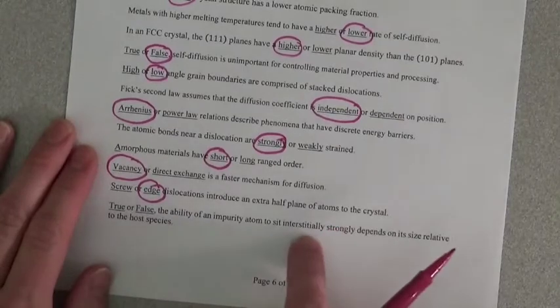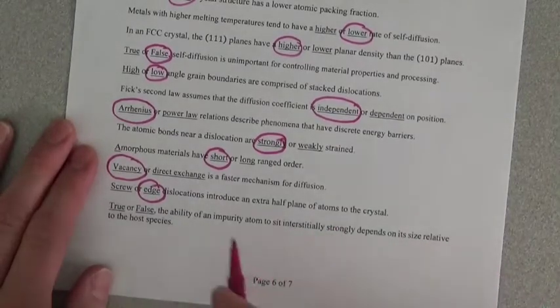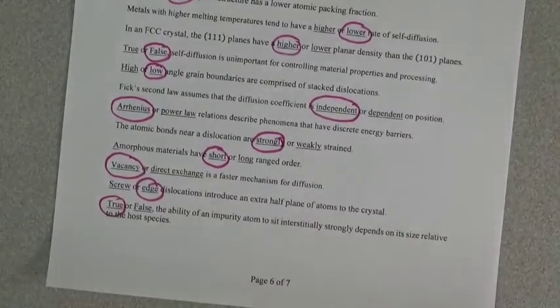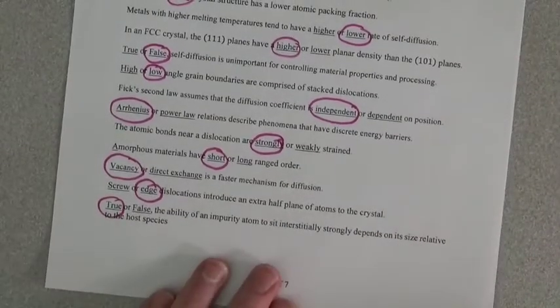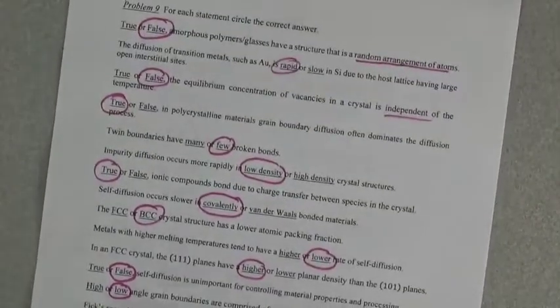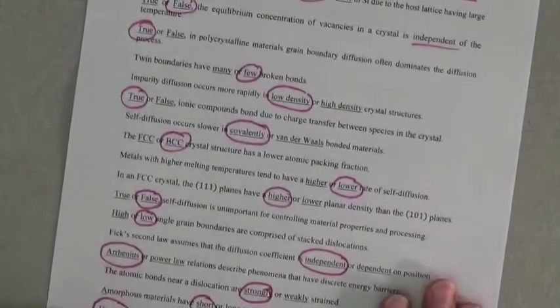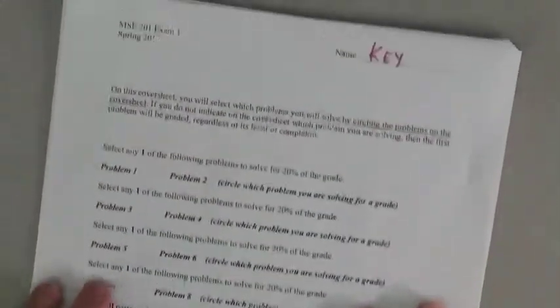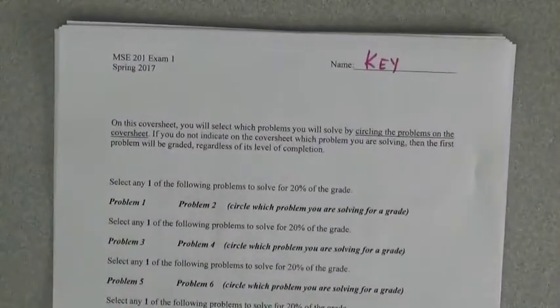And the ability of an impurity atom to sit interstitially strongly depends on the relative size. Absolutely. And you remember that from chapter 4. Basically, the interstitial sites are relatively small, so they have to have a species of a certain size or less than a certain size. And that is part 9. So that was Exam 1 of MSE201 Spring 2017.